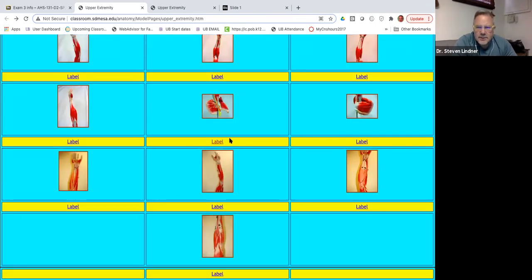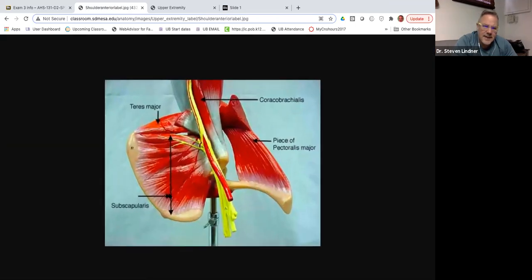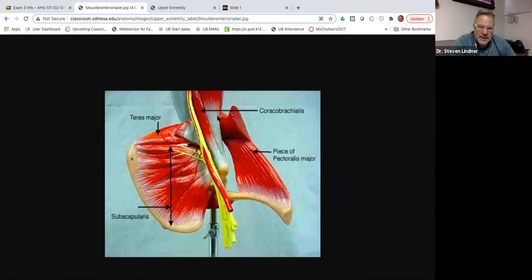Let's look at the subscapularis now from this view. Here's the subscapularis, which is an internal rotator of the shoulder. Here's the coracoid process. This is the short head of the biceps right here. And this is the coracobrachialis. It gets its name by its origin and insertion. Coraco, because it originates on the coracoid process. Brachialis, because it inserts onto the brachium.